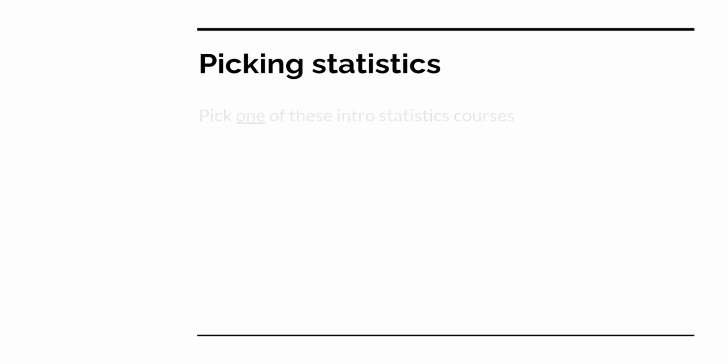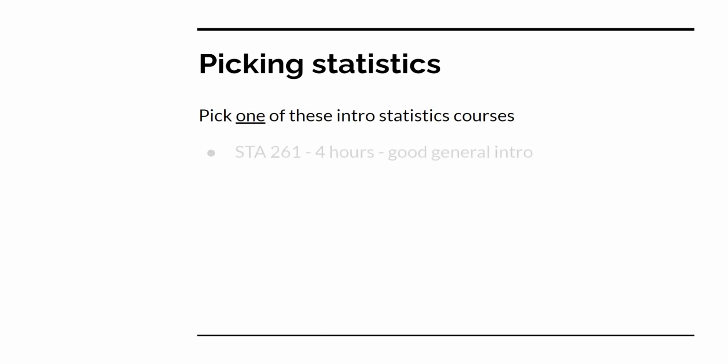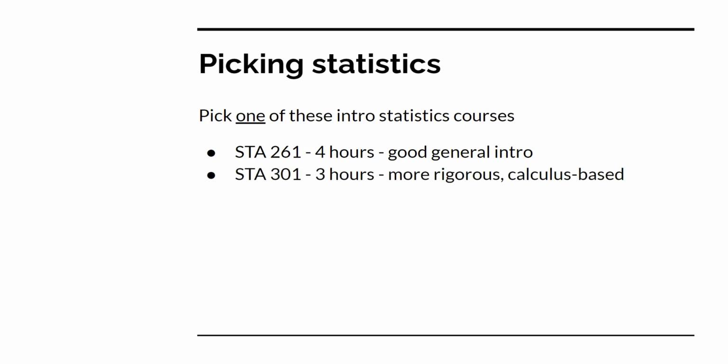Picking statistics. So you'd have to take one of these statistics courses. Stats 261 is 4 hours. This is just our good general introduction to statistics class. 301 is another option. It is only 3 hours, and it's more rigorous and more calculus-based. So if you do enjoy calculus, this could be a great option for you. And then ECE 345 is 3 hours, and that statistics class is more engineering focused.